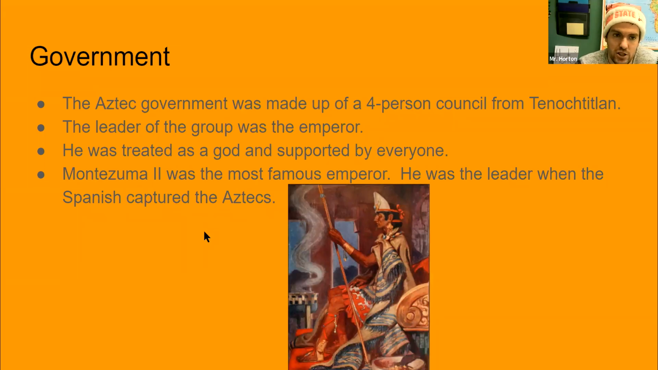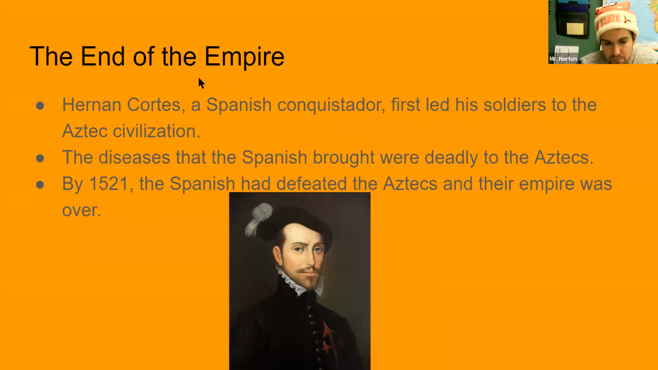So who were the Spanish? The end of the empire, how the Aztecs ended. Unlike the Mayans, we actually know exactly how the Aztec civilization ended. It ended at the hands of European explorers who came over, were exploring this new land, and took over from the Aztecs. A gentleman named Hernan Cortez, a Spanish conquistador and the leader of the Spanish army, first led his soldiers to the Aztec civilization.